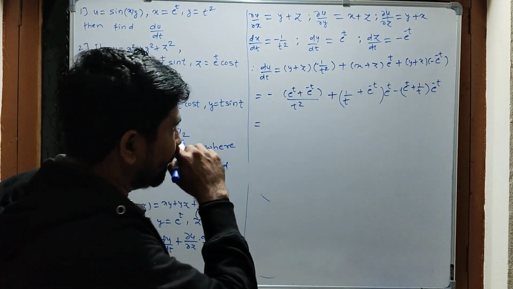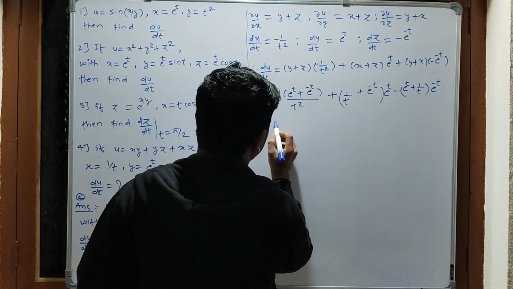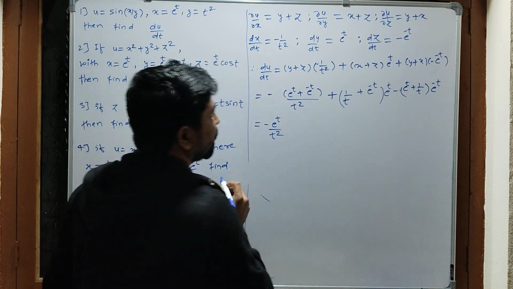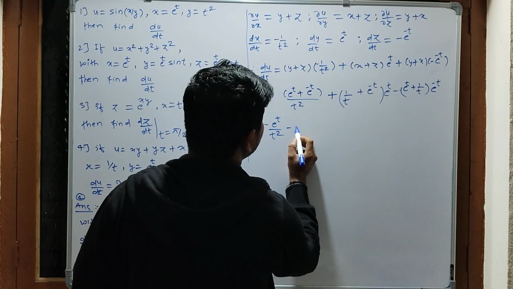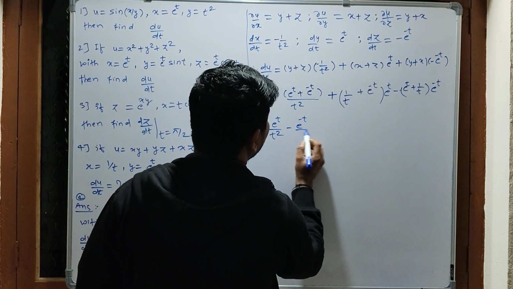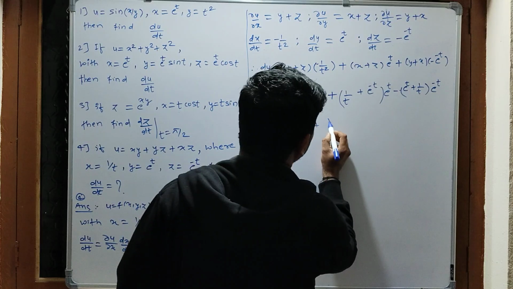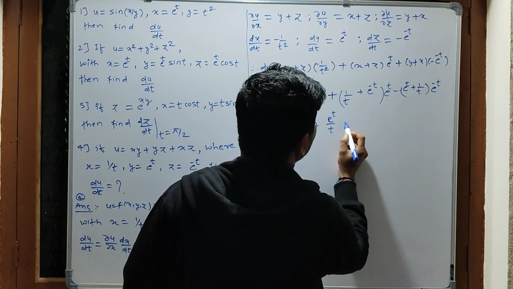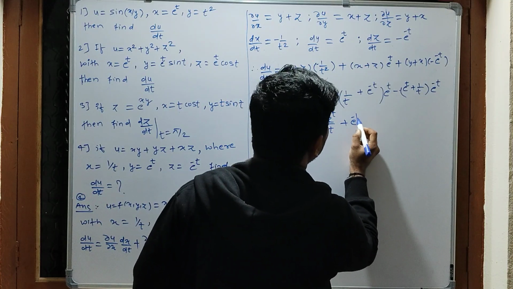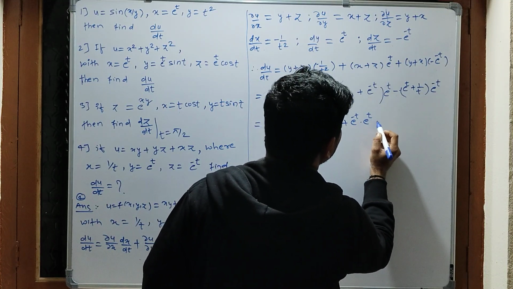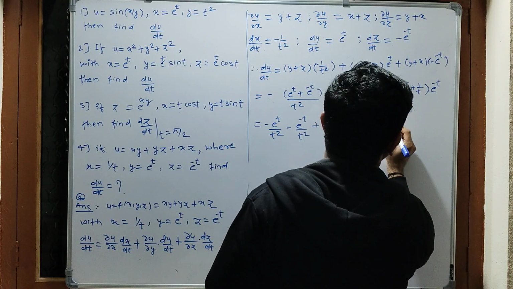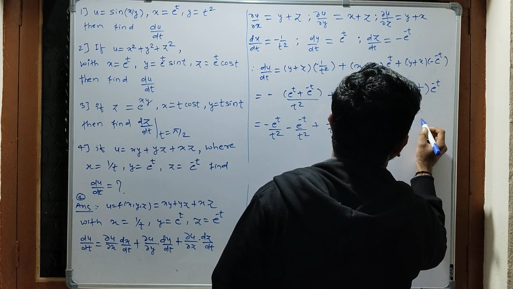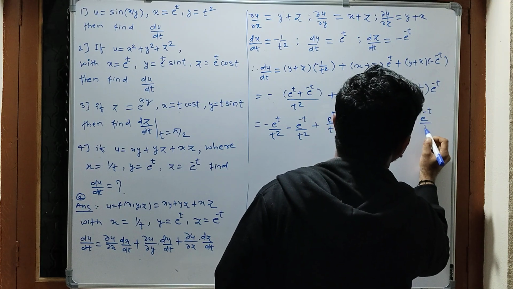So how to adjust is the following. Just multiply this minus sign, e to the power t by t square, and minus e to the power minus t by t square, plus 1 by t, and plus e to the power minus t into e to the power t, minus e to the power t into e to the power minus t, minus e to the power minus t by t.